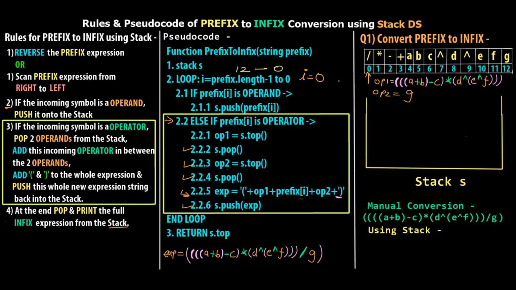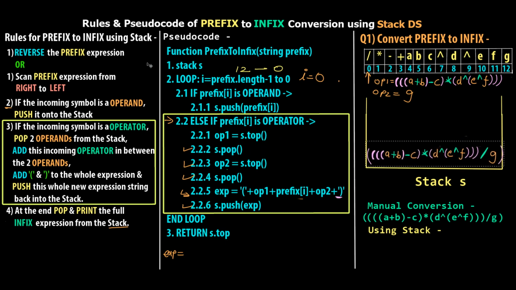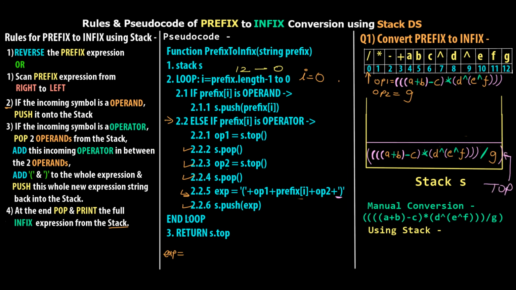And now at 2.2.6 we push this entire infix expression which is formed back into the stack. So this goes back into the stack. This is going to be the top of the stack. And then we will end this loop because I has become 0 and we are running this loop from 12 to 0 only. So the loop has finally stopped. After this loop, it is step number 3 which says return s.top. So this entire expression over here is at the top of the stack. It is returned and this is actually going to be the final answer.